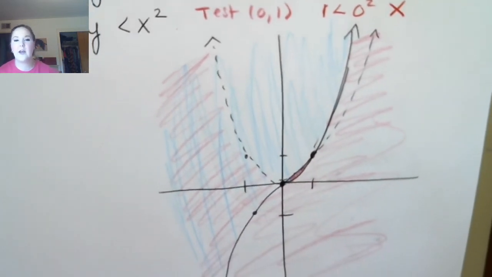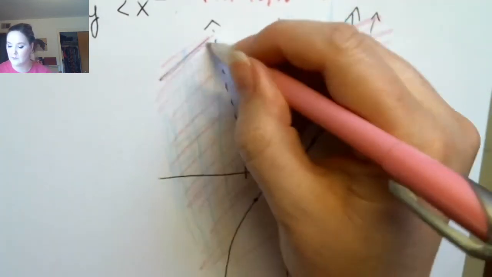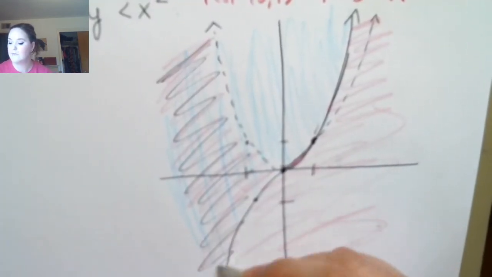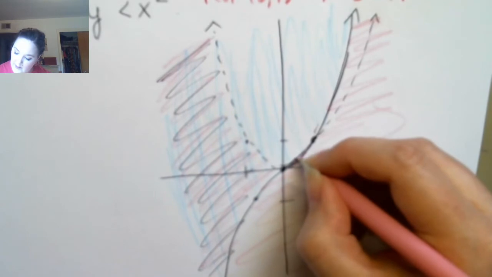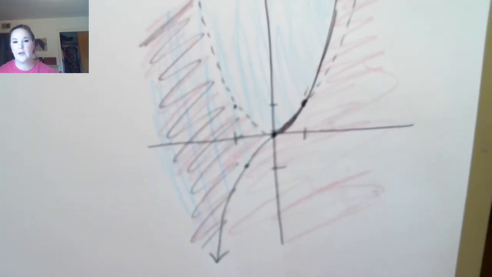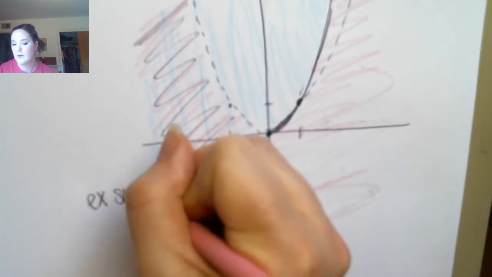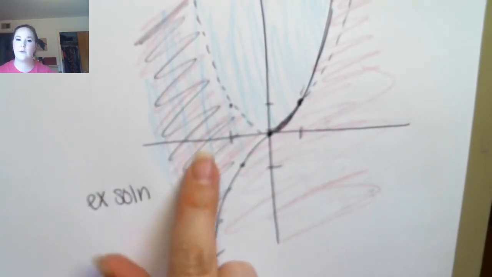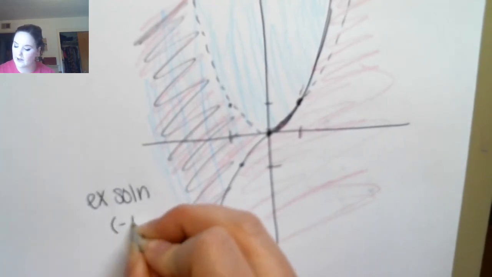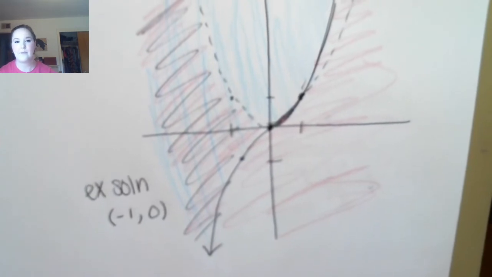So this actually has two solution regions. You can see this part over here, which is the majority of it. But then I also have this tiny piece in here, which is the solution region. Now, when I give my example solution, it's going to be easier to give an example from over here, so I might give (-1, 0).